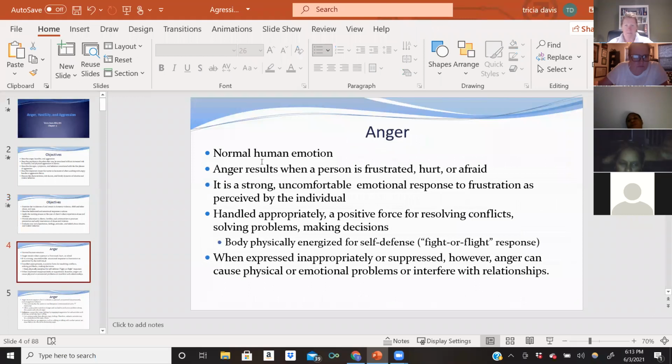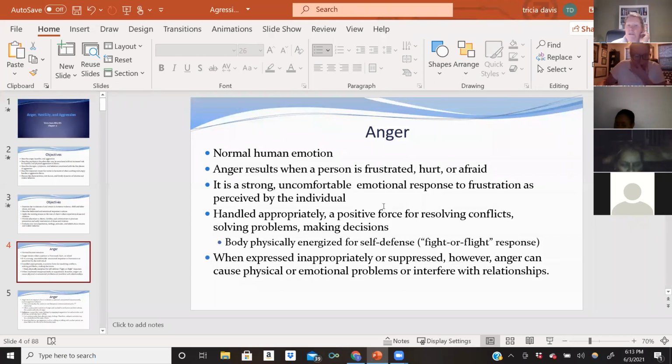All right, so anger. Anger is considered a normal human emotion. I think all of us can admit, probably just last night, that we were all angered about something, or on Tuesday night when you took this exam. Anger results when a person becomes frustrated, when they feel hurt, or they are scared or afraid. Anger is a strong, uncomfortable emotional response to frustration as perceived by individuals, and we all perceive anger differently.